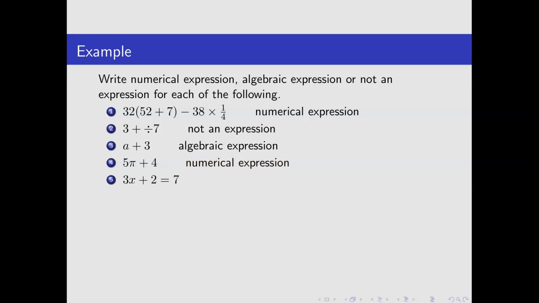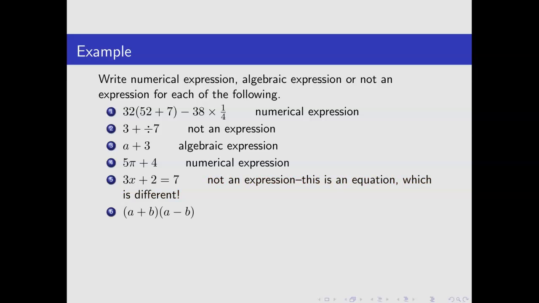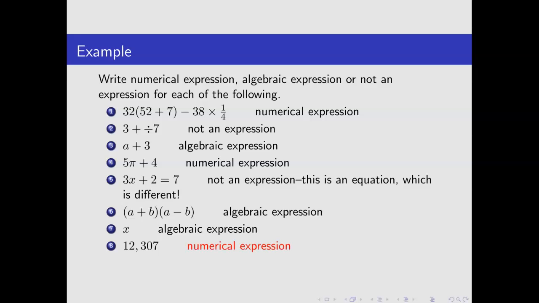3x plus 2 equals 7. This is not an expression, although it seems like it maybe should be. It's an equation, which is different, and we'll talk about those in a few minutes. A plus b times a minus b. That's an algebraic expression. X, algebraic expression also. 12,307, numerical expression.